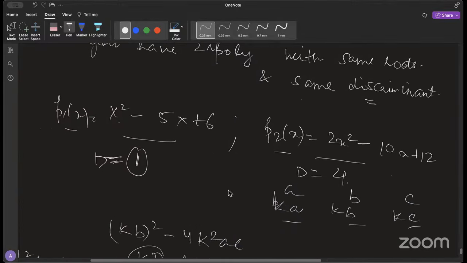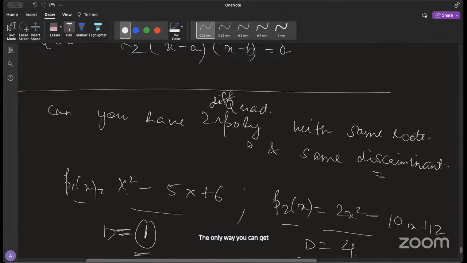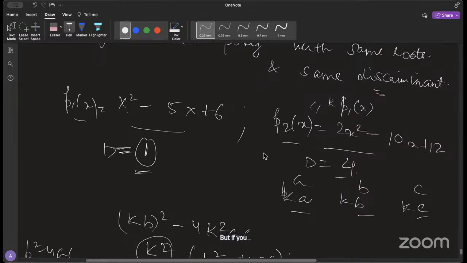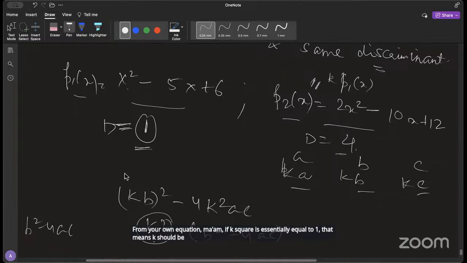No, ma'am. Yeah, because we've seen that the discriminant will have to be different. The only way you can get two different polynomials with the same roots is when you take one polynomial to be a multiple of the other polynomial, right? That means if this is p1(x), then you are taking p2(x) to be k times p1(x). But from your own equation, if k square is essentially equal to 1, that means k should be plus or minus 1.